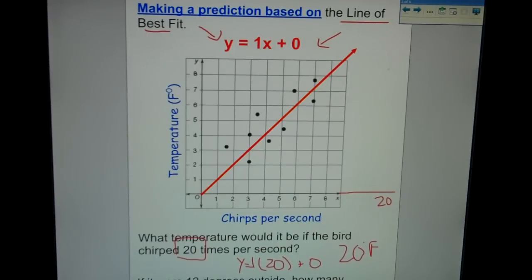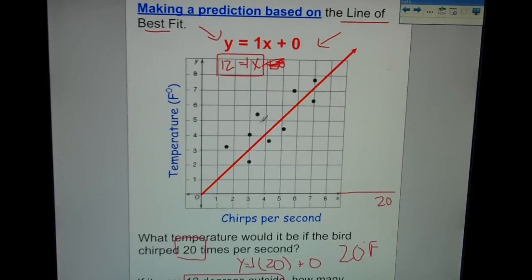If it were 12 degrees outside, how many chirps would this bird chirp per second? So 12 degrees. Is this going to go in for x or y? It's going to go in for y. So I'm going to do it up here. 12 equals 1x plus 0. Okay, well, I minus 0 from both sides. That just gives me 1x is equal to 12, and isn't that what I wanted in the first place? So how many chirps per second would it be if it were 12 degrees outside?